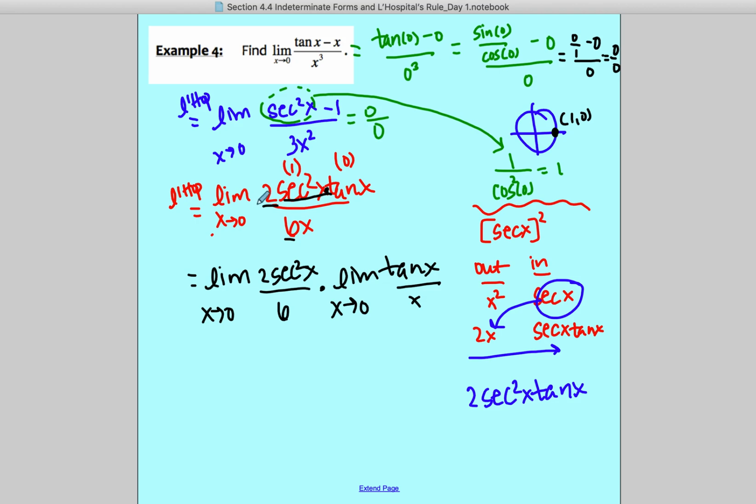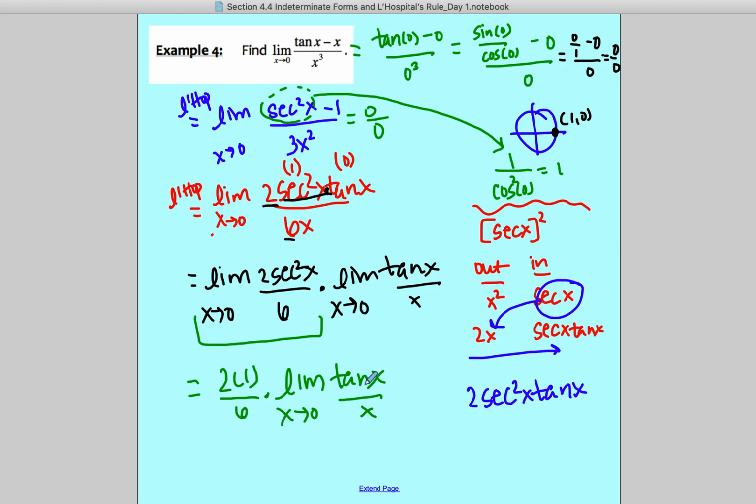So if you notice it's going to get more complicated rules, can you separate it so you could find one part of the limit, so you don't have to continue to do complicated derivatives? Okay. So let's just find this part right here. As I plug in 0, we already know secant squared of 0 is 1. So I'd really have 2 times 1 all over 6 times my limit as x approaches 0 of tangent of x all over x.